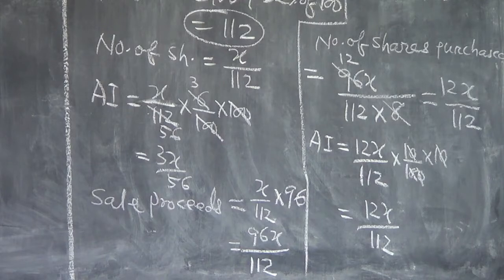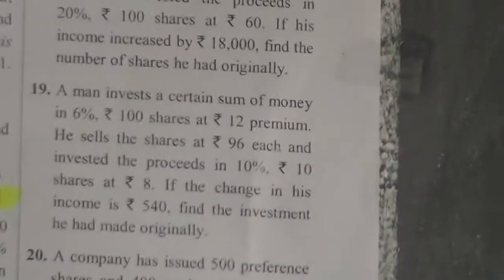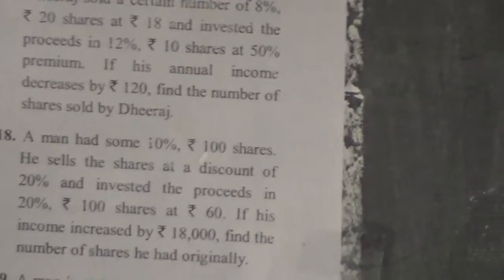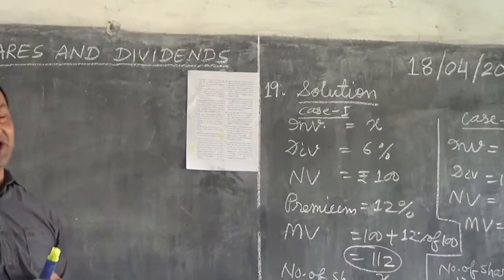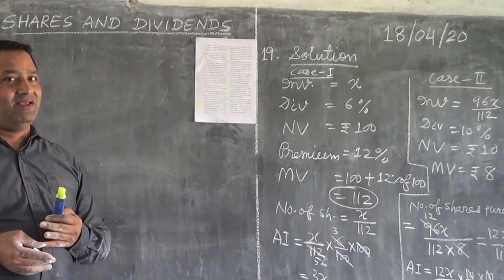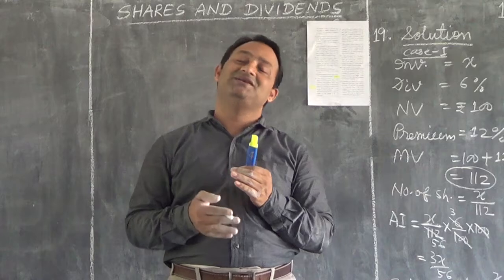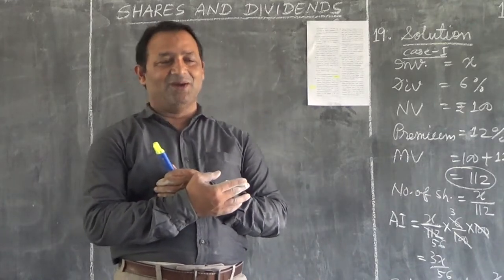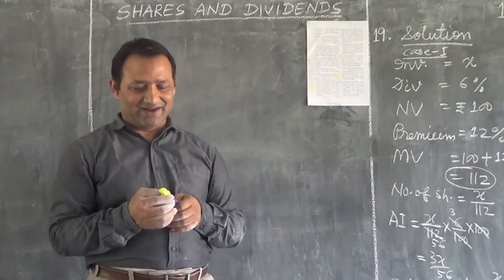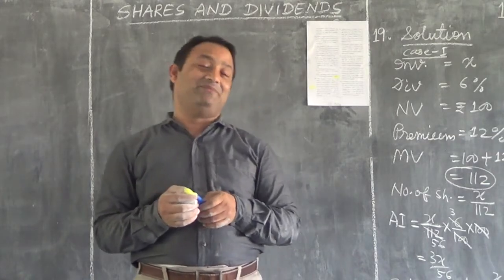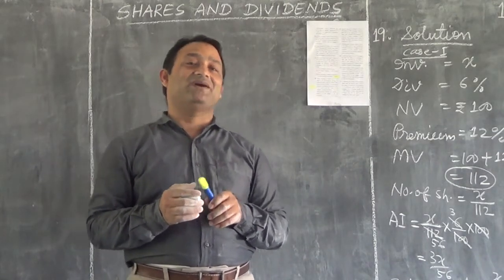What is the problem saying, has the annual income increased or decreased? The change in his income is 540, but the question is not explicitly telling us whether income increased or decreased. So what to do? If I tell you my income has changed this year, of course, your guess may be correct.